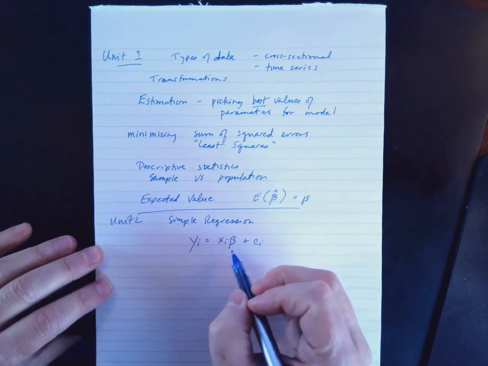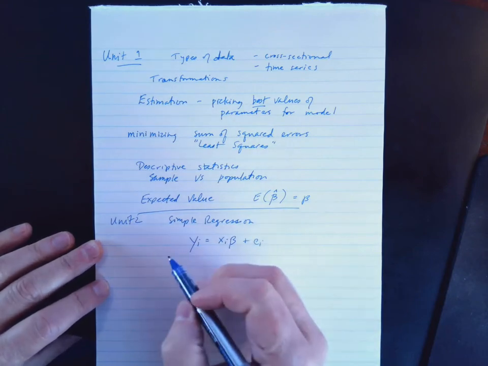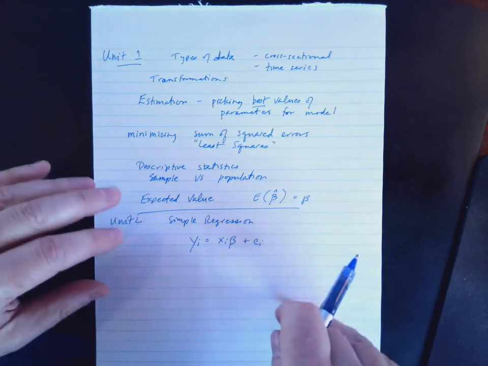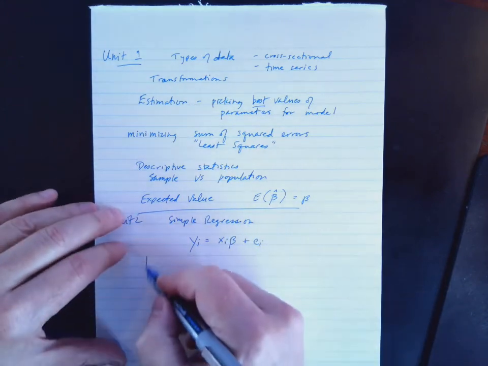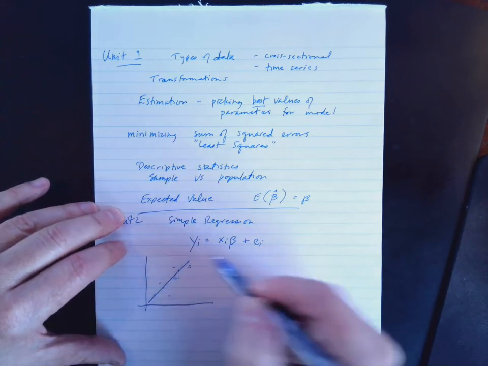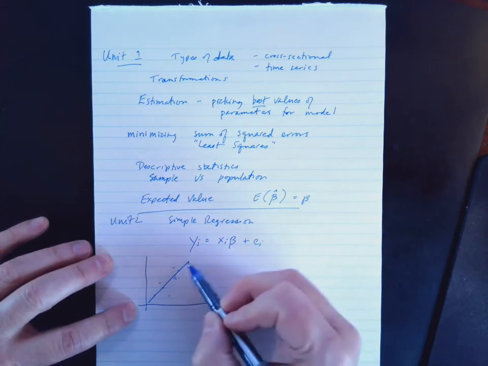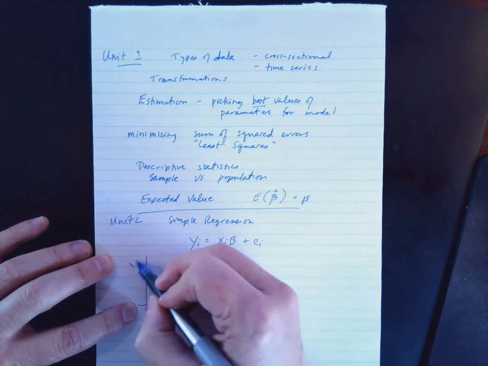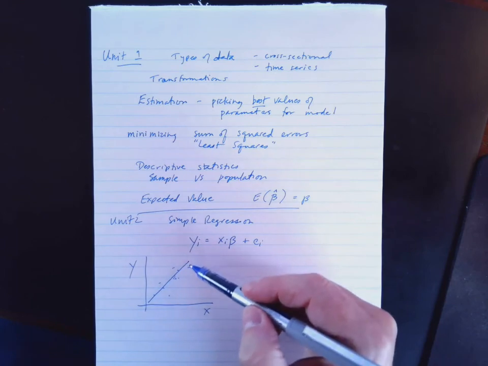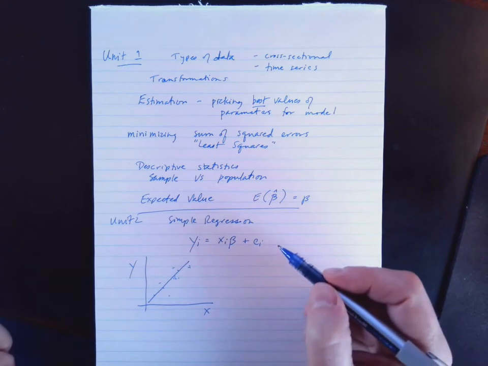Then we talked about the least squares rule to estimate beta. We used a picture, like a scatter plot of the data, and the least squares rule gives us the line of best fit through the data. So beta would be the slope of the line here, and that's x and that's y. And the least squares rule minimizes the sum of the squared deviations around the regression line there.